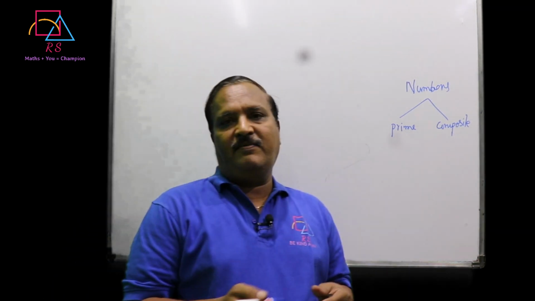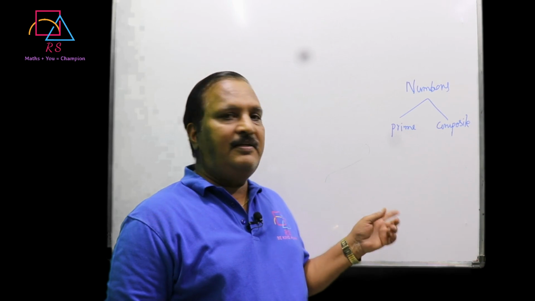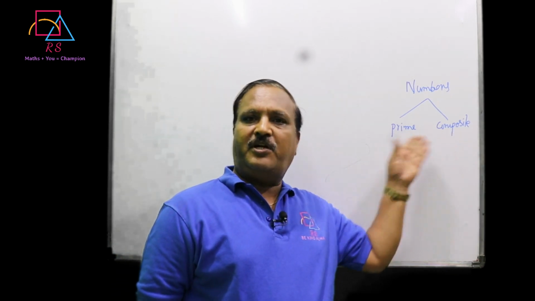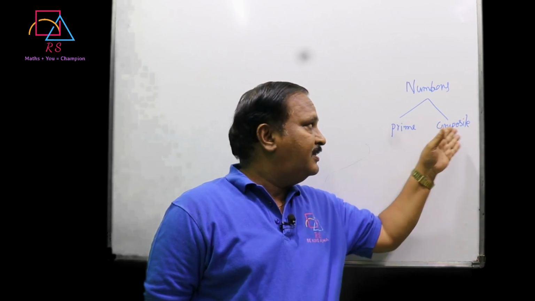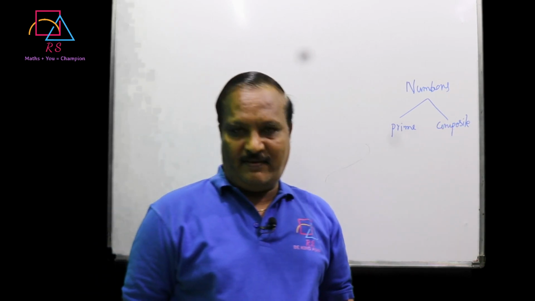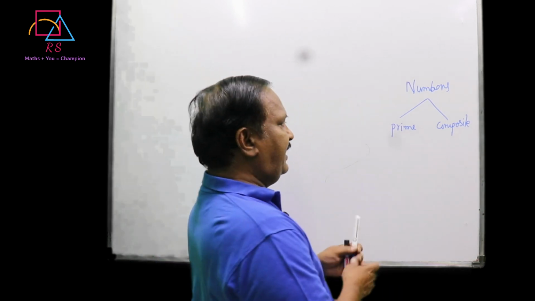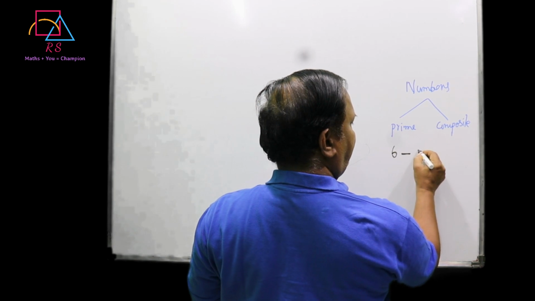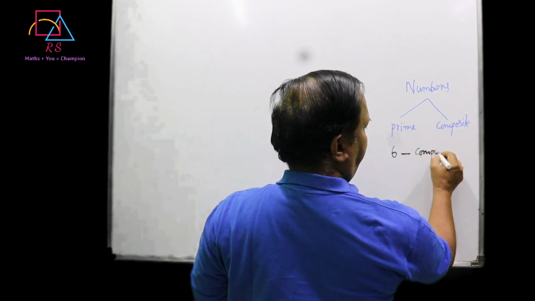Prime numbers have no factors except 1 and itself. Composite numbers are those which are not prime numbers. That means composite numbers have more factors than 1 and itself. I will give you an example also. For example, 6 is a composite number.